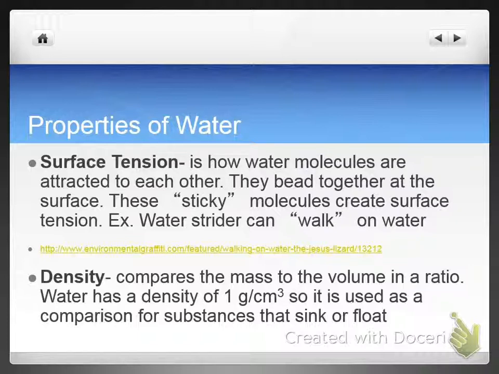Now, we've already talked about density and that it's a ratio, and water has a density of 1 gram per cubic centimeter. So many substances are compared to water's density, whether they will sink or float or subsurface. And so you can use any examples you can think of of something sinking and floating here on your notes.